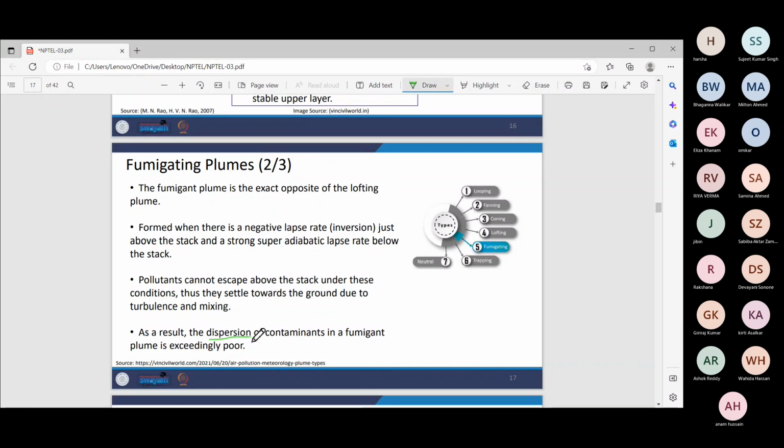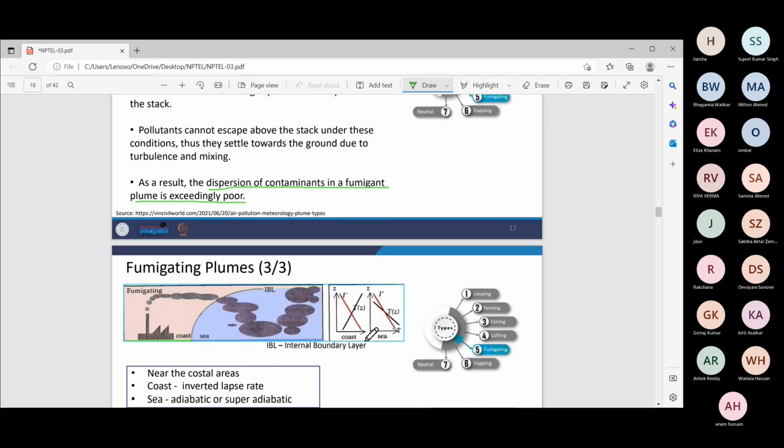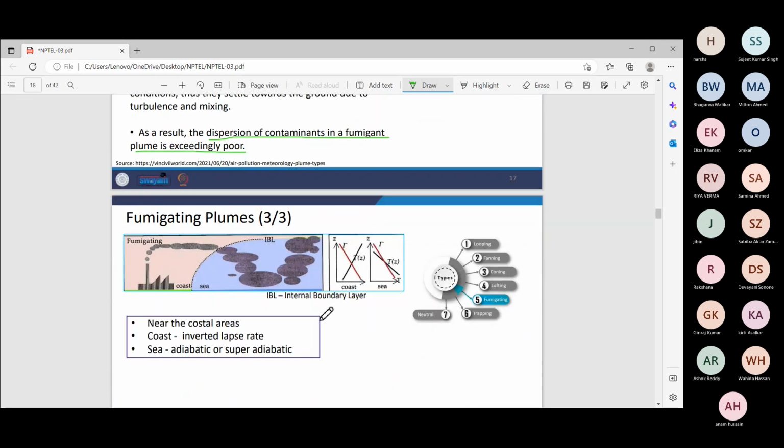Here, the dispersion of contaminants is very poor because the maximum dispersion is occurring below the stack height at the ground level. Basically, this kind of plume is observed near the coastal areas.